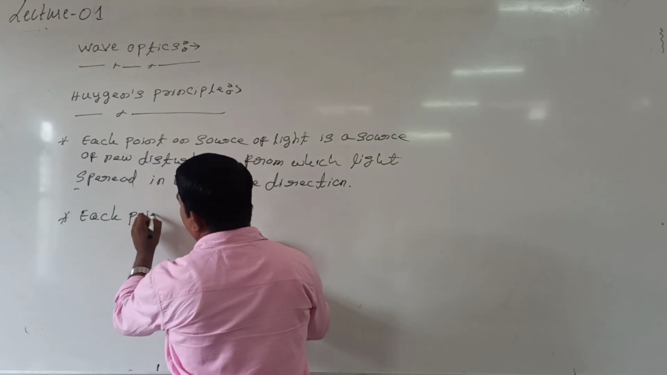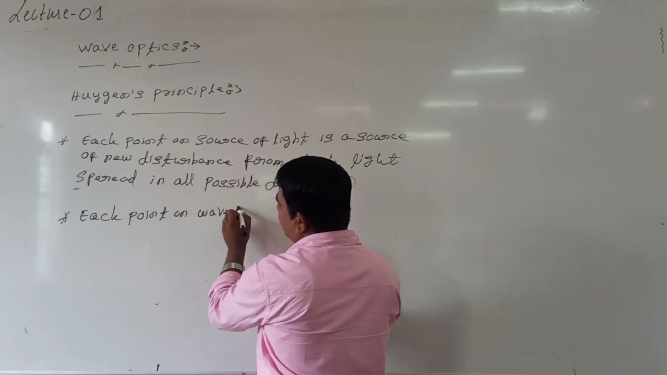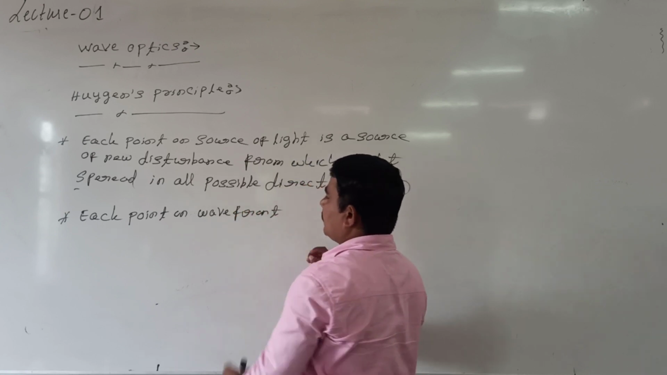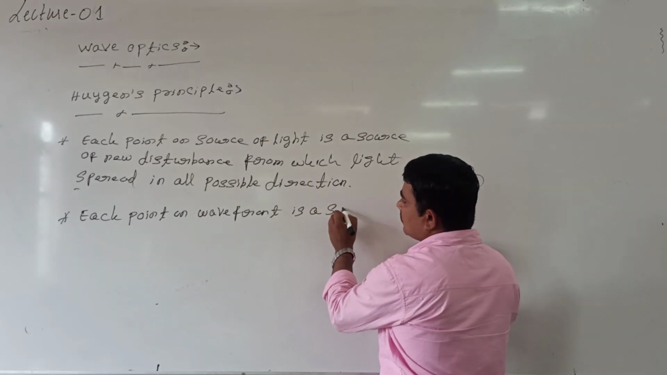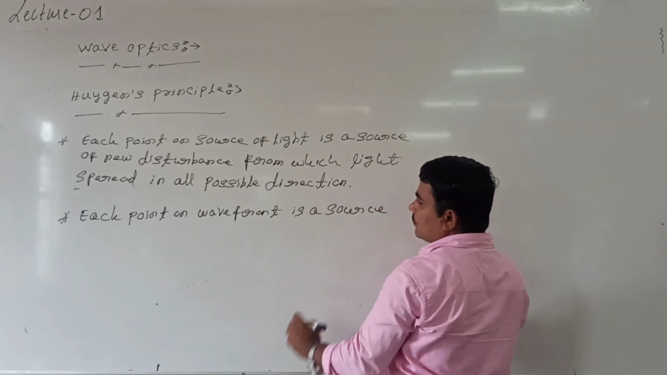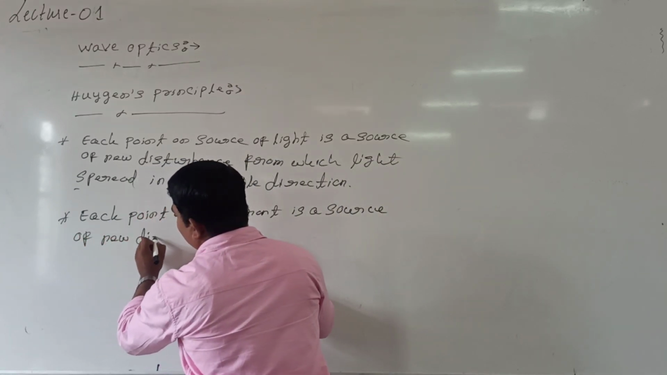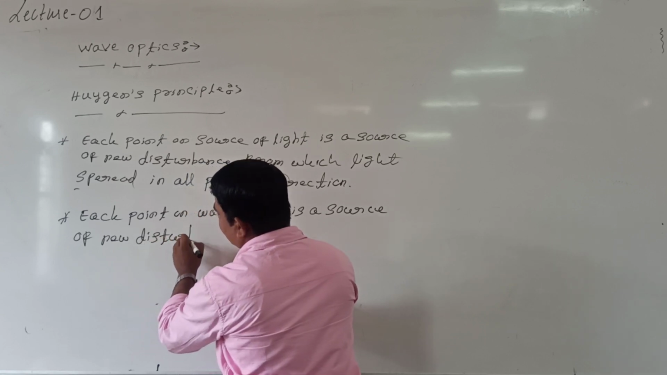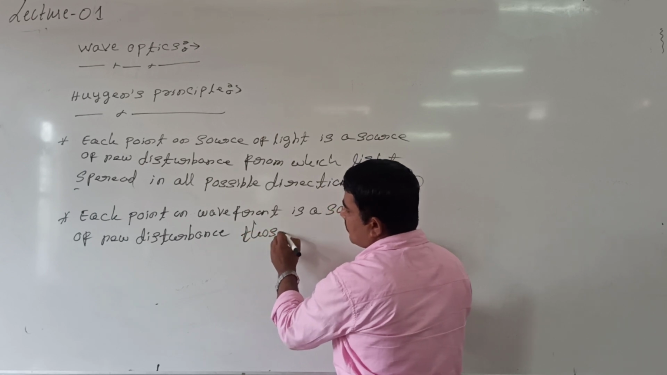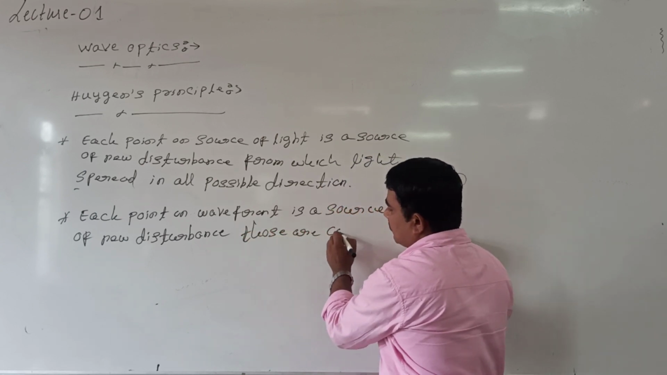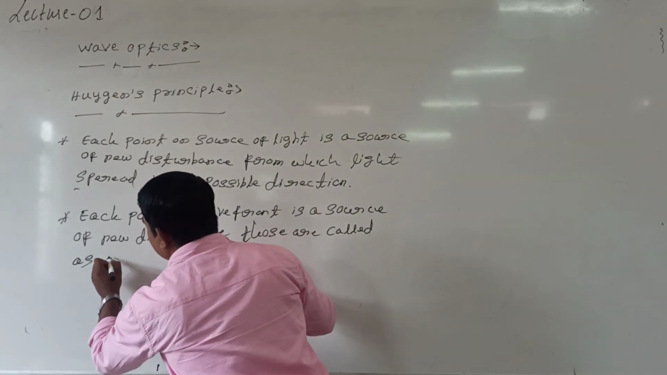So at the second point, each point on the wavefront is a source of new disturbance. Those are called secondary wavelets.